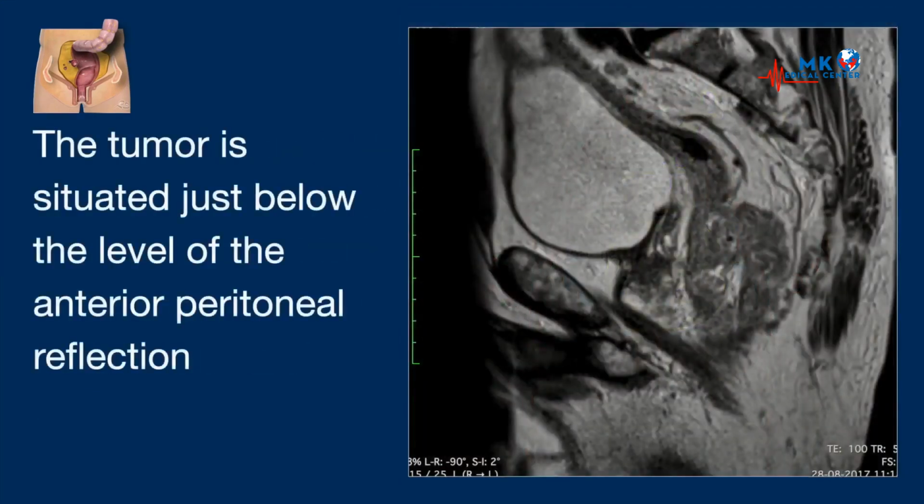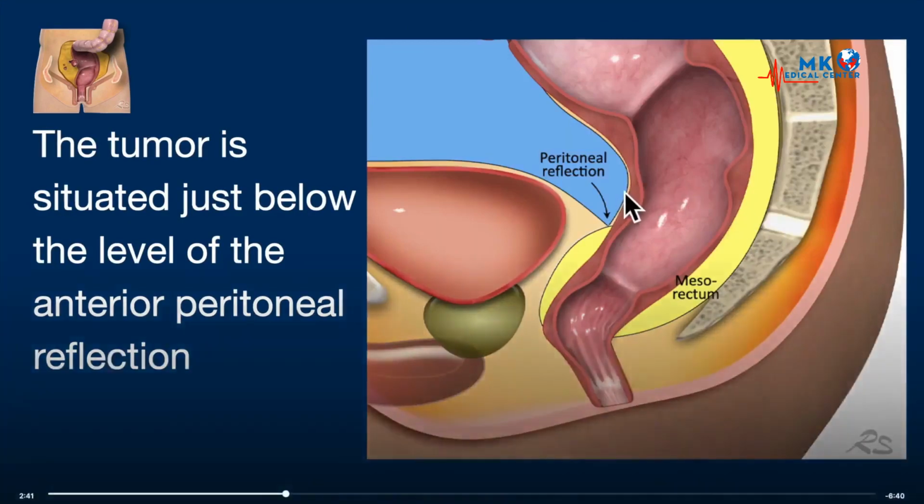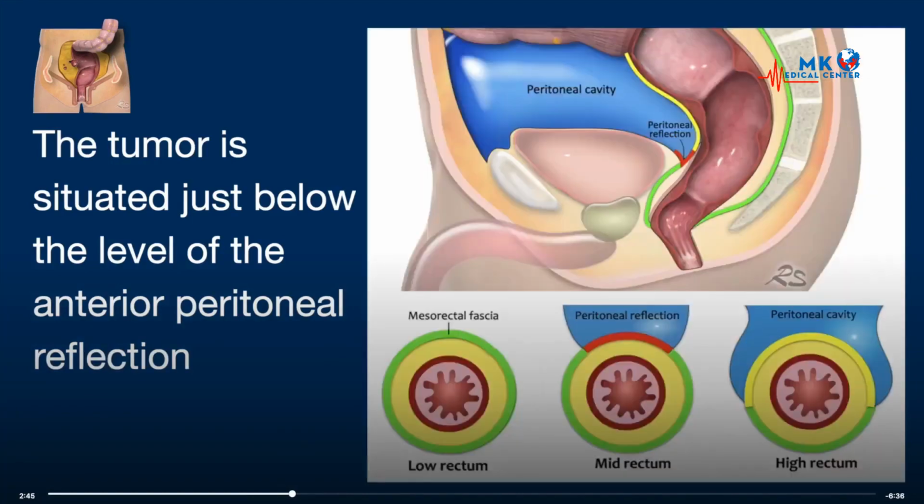The tumor is situated just below the level of the anterior peritoneal reflection, which we can see here on this illustration. And this is a very important landmark because tumors below the peritoneal reflection can only extend into the mesorectal fascia, while tumors at this level or above it can extend into the peritoneal cavity.